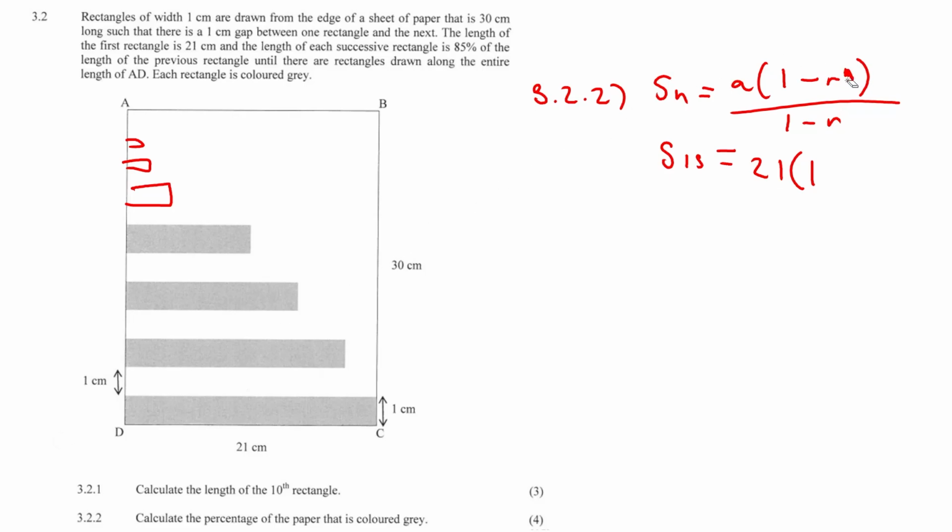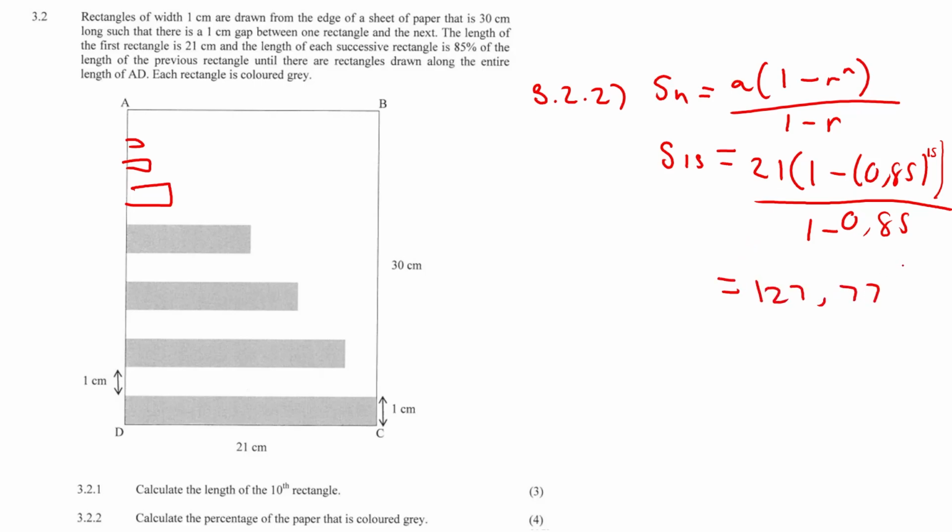So that's r to the n. So 21 bracket 1 minus, open a bracket 0.85, close the bracket. We want to calculate the 15th term and we close the big bracket again. That's going to be in our numerator, and our denominator is just 1 minus our r value. Our r value is again 0.85. Plug that as is into your calculator and it will give you 127.77 centimeters squared, because we just calculated the area.